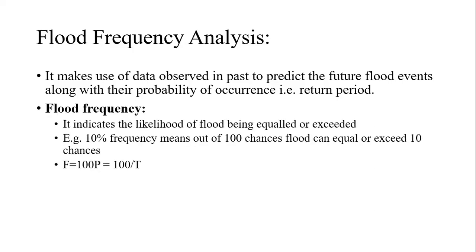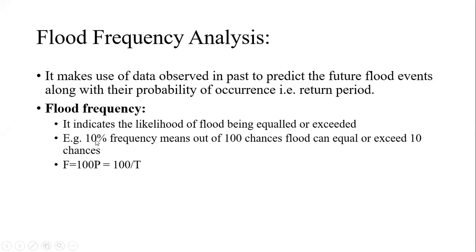Then the terminology related to that is flood frequency. So flood frequency means what? In a particular time interval, how many times it has been repeated or occurred. Say in 100 years, how many times it has occurred. That is the frequency of occurrence in 100 years. So the frequency indicates the likelihood of a flood being equaled or exceeded. Means that event has occurred or more than that many times.